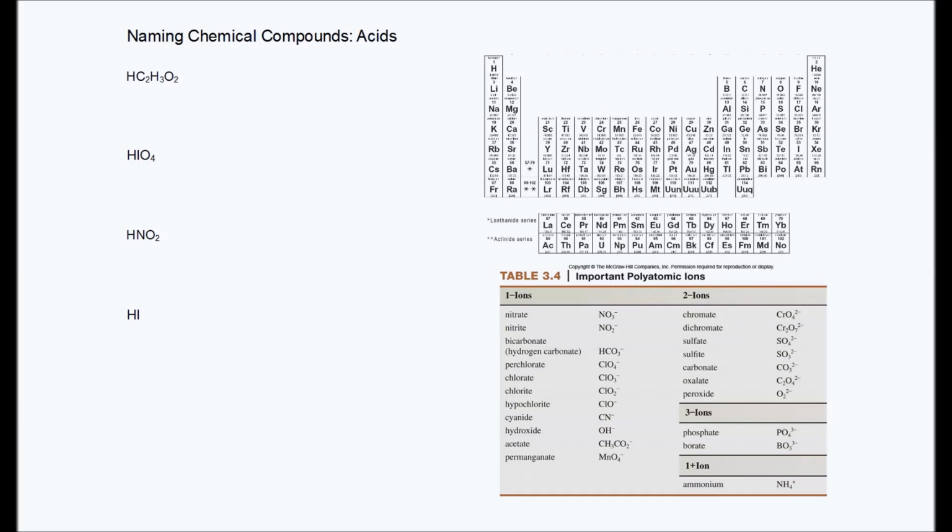So going from name to formula of a binary molecular compound is quite simple, actually. You just pull the numbers of each element from the name itself.